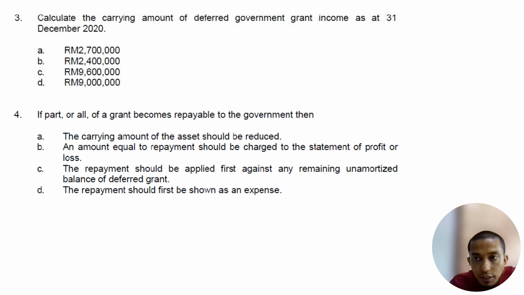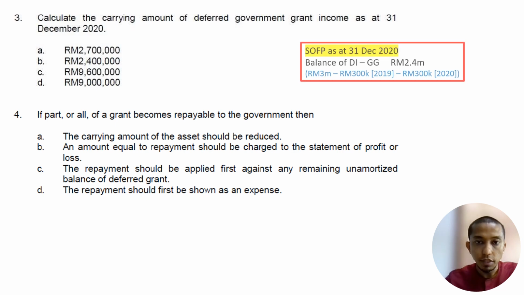Okay. Next. Calculate the carrying amount of deferred government grant income as at 31st December 2020. All right. So again, we did this already. In 31st December 2020, we know already the remaining balance of deferred income is 2.4 million. So basically, the answer is B.